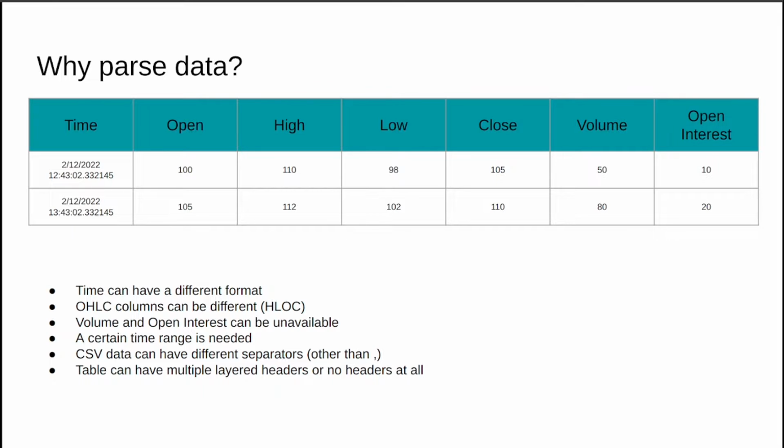Take this table as an example. Time can have a different format. OHLC columns can be different or in a different order, for example, high, low, open, close. Volume or open interest can be unavailable, and also a certain time range is needed. What if this data was a CSV? We all know that the CSV can have different separators other than the semicolon, for example. Or if it was a pandas data frame, the table can have multiple layered headers, or no headers at all. We have to specify that as well.